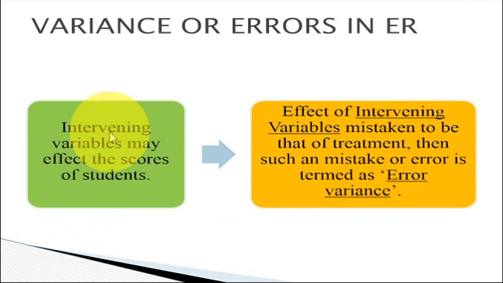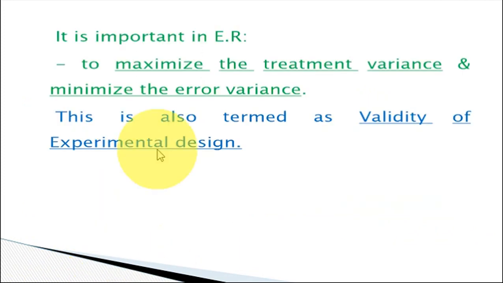If that shift or difference is because of the intervening variables, like IQ, like socioeconomic status, like the habits, like the interests of the students, but we make a mistake by saying that it is because of the treatment, then this error is called error variance. In any experimental research, we have to minimize the error variance and maximize the treatment variance, so that we can increase the validity of experimental research design.